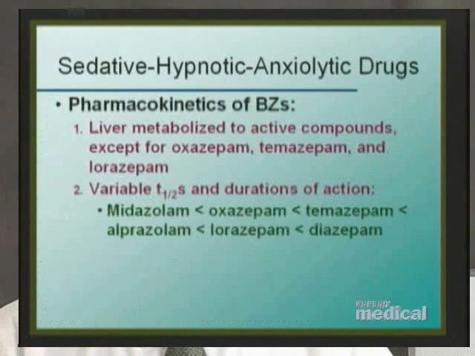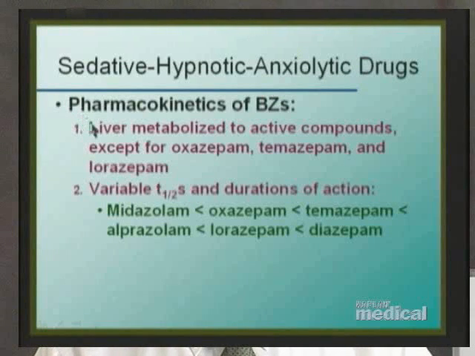A few words of pharmacokinetics of benzodiazepines. As CNS drugs go, all CNS drugs are liver metabolized. Since they require lipid solubility to cross the blood-brain barrier, they will require a liver in order to be rendered more water-soluble for excretion. A key point of benzos is the fact that they are metabolized to active compounds.